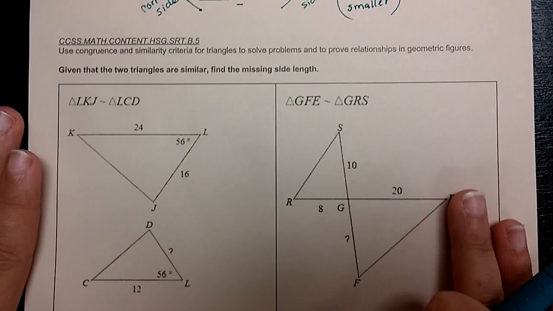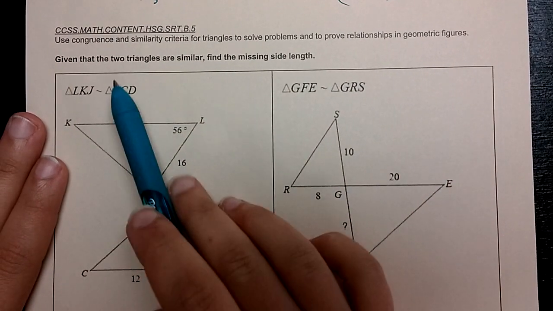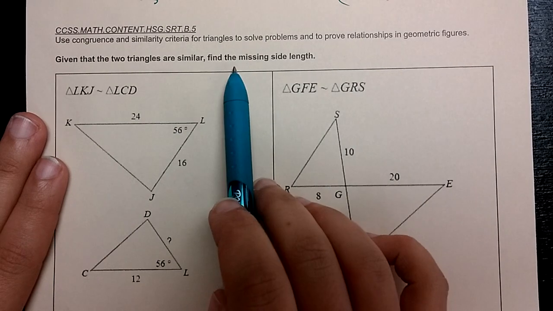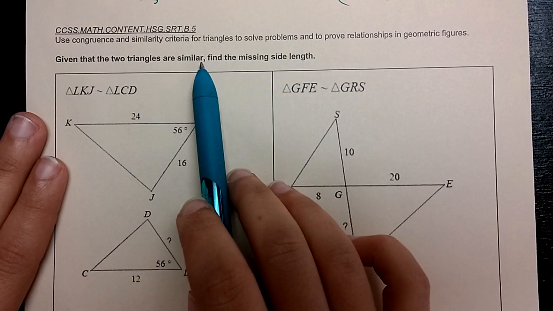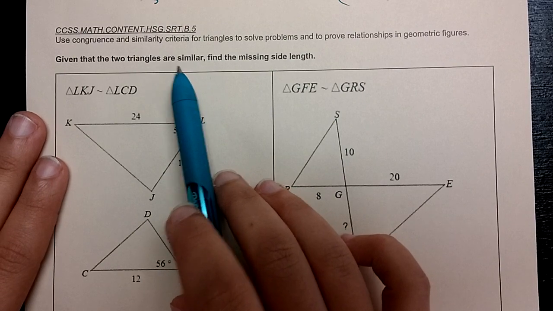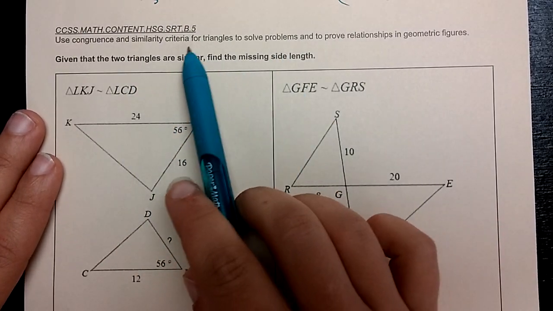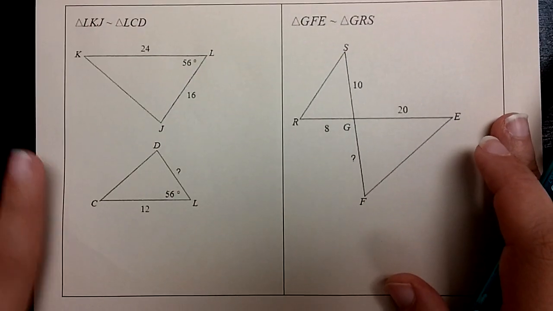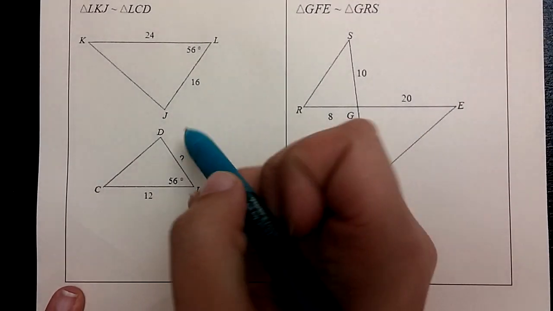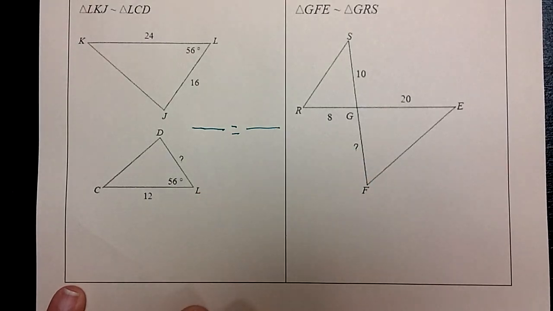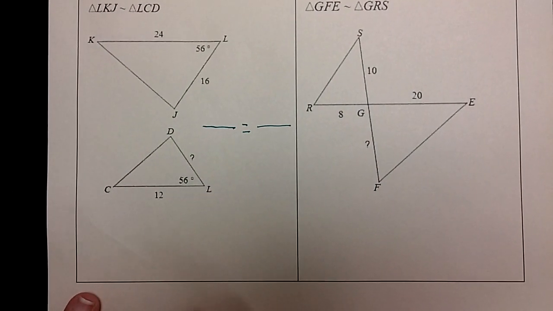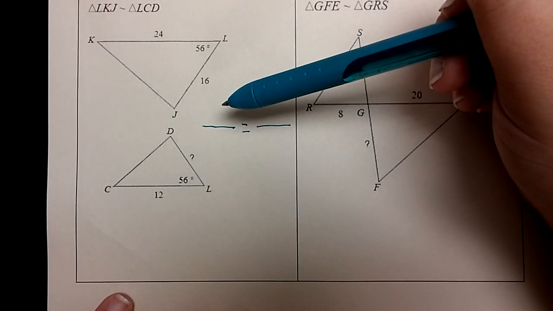So let's do a few examples. The directions say, given the two triangles are similar, find the missing side length. So we don't have to say if they're similar, and we don't have to give a theorem. I'm telling you they're similar. We need to use that fact to find the missing side length. I always start off by just setting up a blank proportion that I'll fill in as I look at the problem.